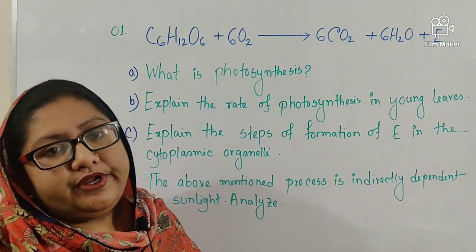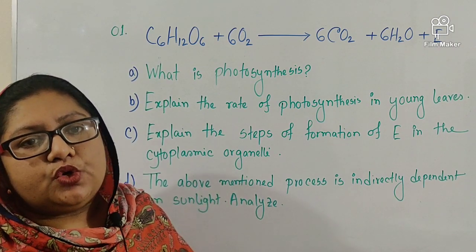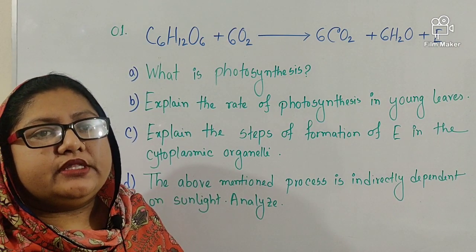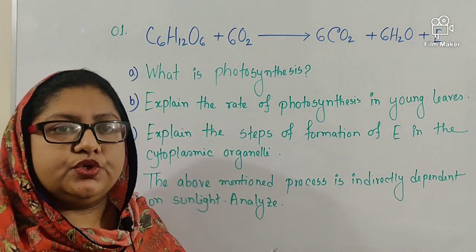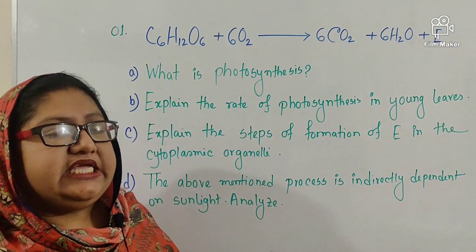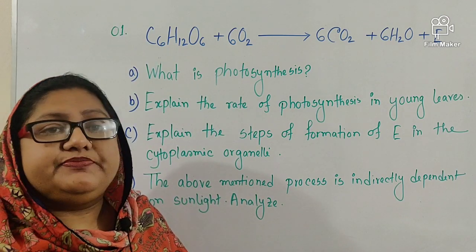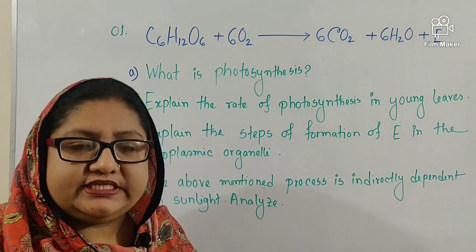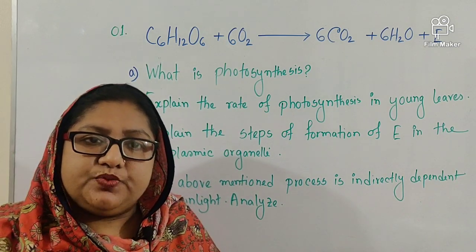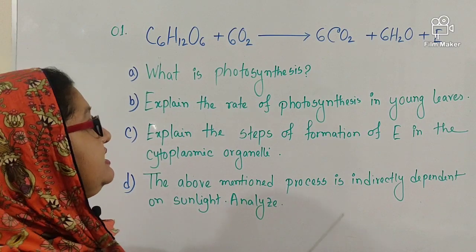Why? The rate of photosynthesis in the young leaves is very low because the chlorophyll is not well formed. Hence the amount of chlorophyll is less in young leaves. The rate of photosynthesis is dependent on chloroplast or the amount of chloroplast. That is why the rate of photosynthesis is comparatively less in young leaves.